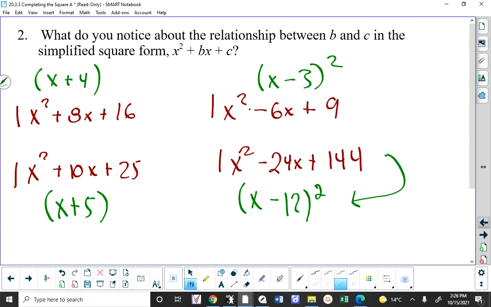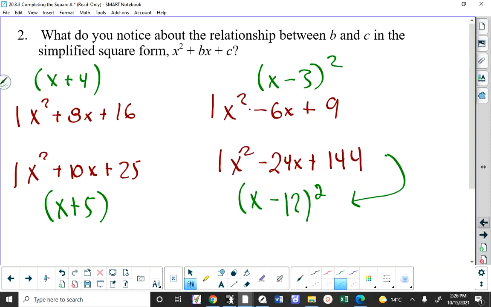I don't want us to look at this number. I want us to look at this number. I want us to focus on b in answering this question. And the answer is the number that we put with the x is half of b. The reason I want to say that is if you take negative 6 divided by 2, you get minus 3. If you take 8 divided by 2, you get 4.